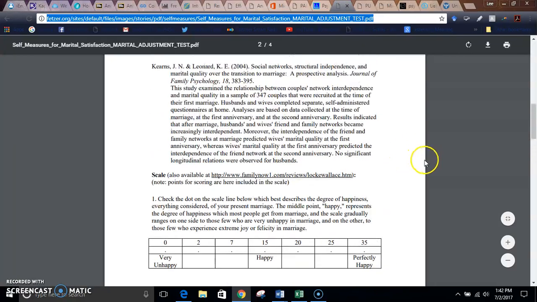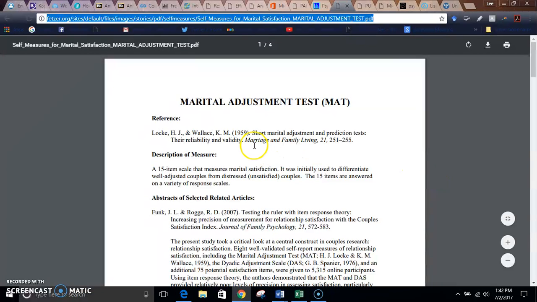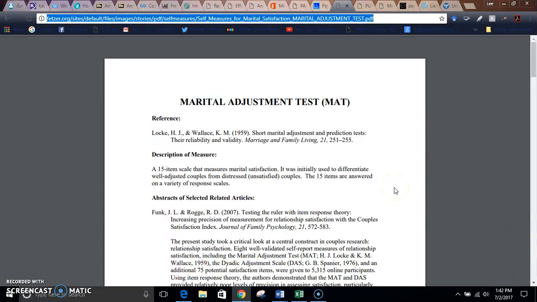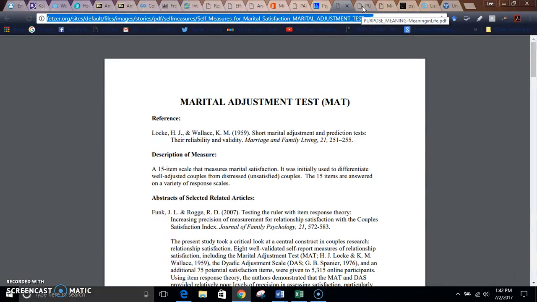But to give you an idea of what kind of research is done on this, this is from 2004. There's actually more current information on the Locke-Wallace. This assessment was actually written in 1959, okay? And it's still one of the most used marital adjustment tests or marital satisfaction tests in the world. So it is a very reliable and valid instrument, and that's why it's used mostly in research and in therapy. So if a couple goes into therapy, they give them the Locke-Wallace and they assess from there.